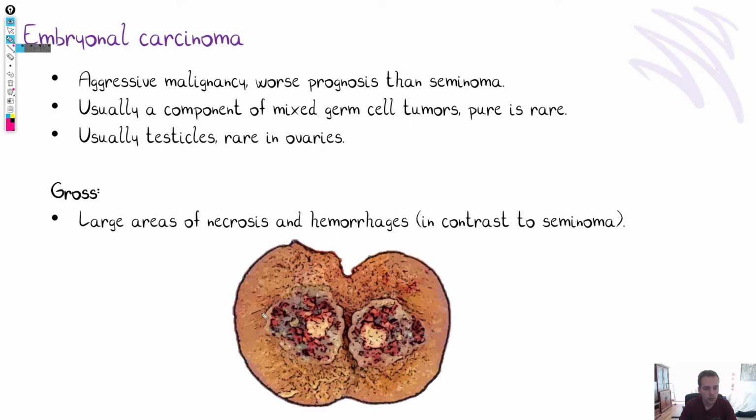Grossly, the tumor is highly necrotic and hemorrhagic, in contrast to seminoma. As I said, seminomas are usually homogeneous, pale, whitish, but embryonal carcinoma contains a lot of necrosis and hemorrhages.